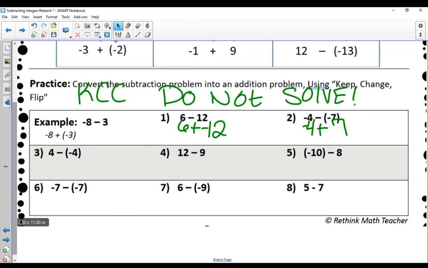Okay? So now what you're going to do is you are going to do 3 through 8 on your pieces of paper. You are then going to type in the answers of 1 through 8 in the Go Formative. Again, they will turn green if you are correct and red if you are wrong. Make sure you're just doing your keep, change, change. Once you're done with that, go on to the next video where you're going to be practicing solving those equations.